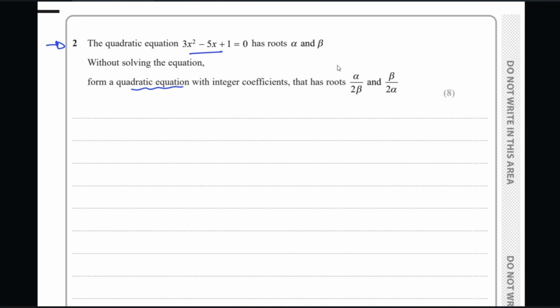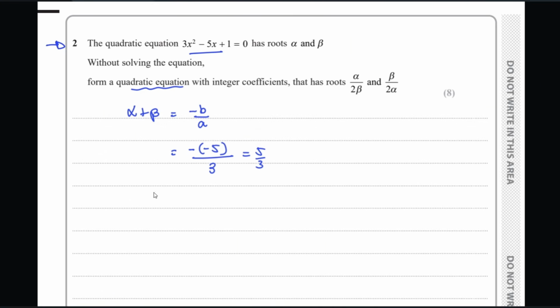Okay, let's just use the rules that we've learned about sum of roots and the product of roots for the first equation. So if we use the sum of roots, alpha plus beta, this should be equal to minus b over a. So if we look at the equation, the b value here is minus 5. So it's going to be minus 5 divided by the a value. A value is 3. So we get 5 over 3 for sum of roots, alpha plus beta.